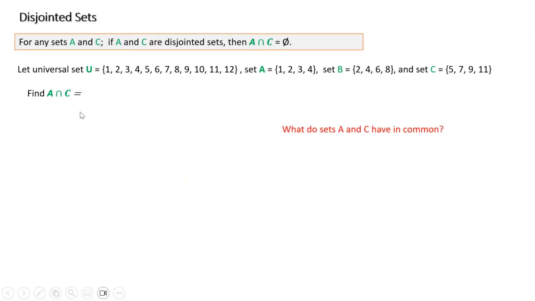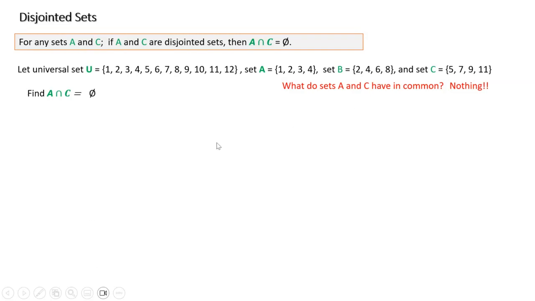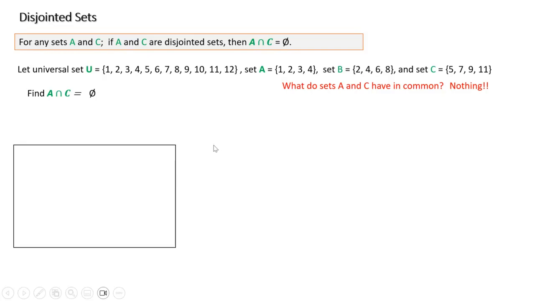So A intersects C. What do A and C have in common? They have nothing in common, because A has 1, which is not in C. A has the element 2, which is also not in C. 3 is not in C, and 4 is not in there either. So it's the empty set. And here's how you explain it with a Venn diagram. There's the universal set. That's my set A, and this is my set C. You see, guys, there's no intersection. That's why it's called disjoint.